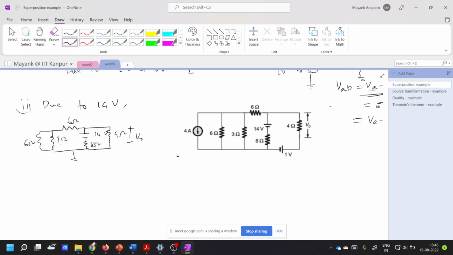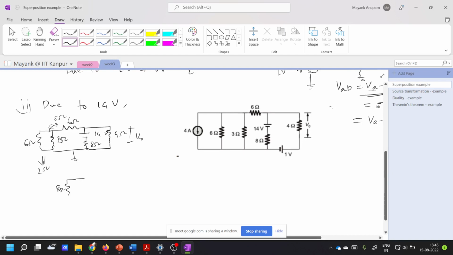Now again here, this 6 and 3 in parallel will become 2 ohms. 2 plus 6 in series will become 8 ohms, right? So my net circuit again will be 8 ohms here, 14 volts here, then again this 8 ohms here, and then this 4 ohms, and then the reference here, right?